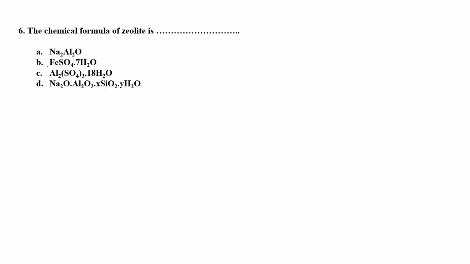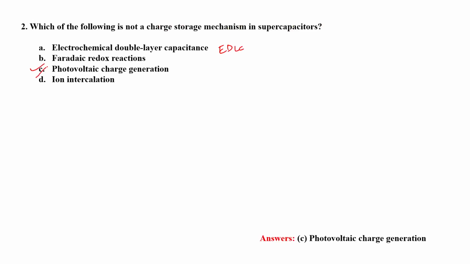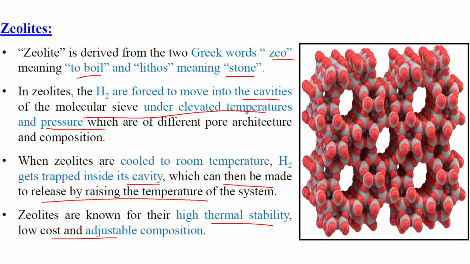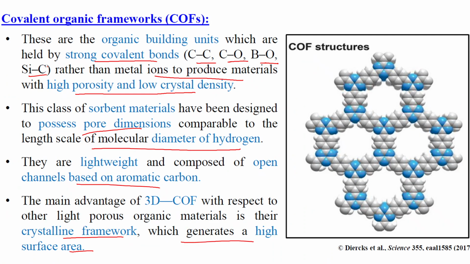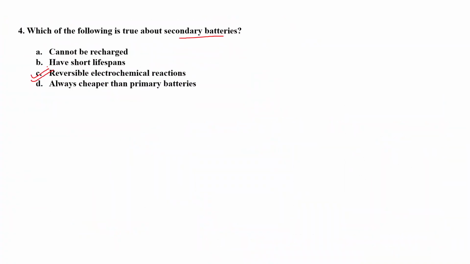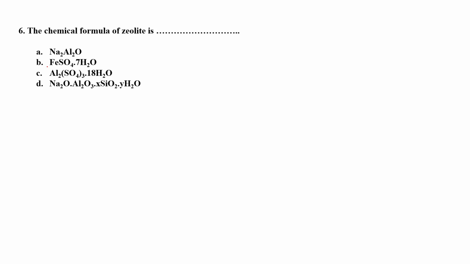The chemical formula of zeolite is. So let us go to the zeolite. Here we have not mentioned the chemical formula, so let me come to it. Basically, this is the chemical formula for zeolite. I guess I may have missed this.